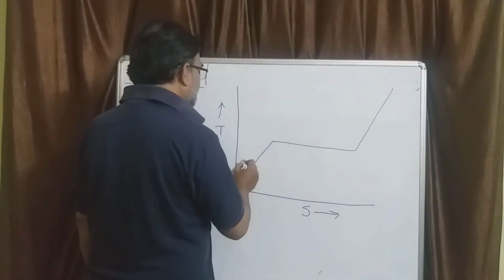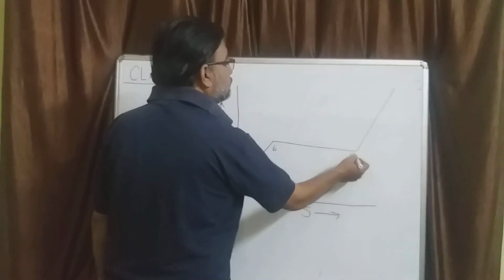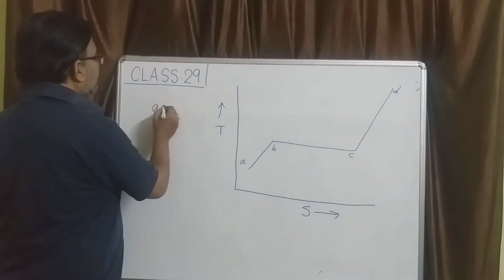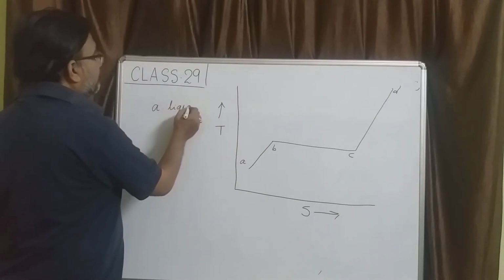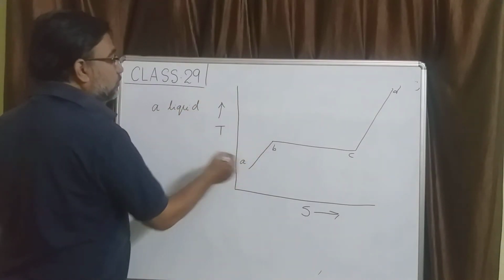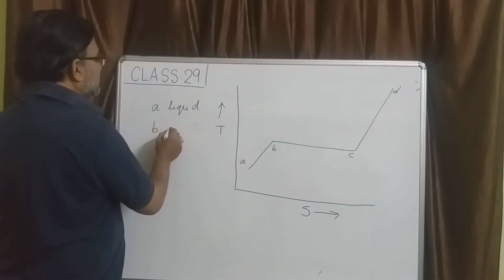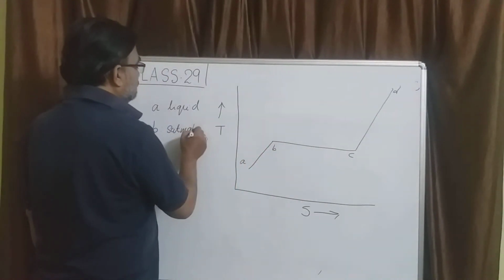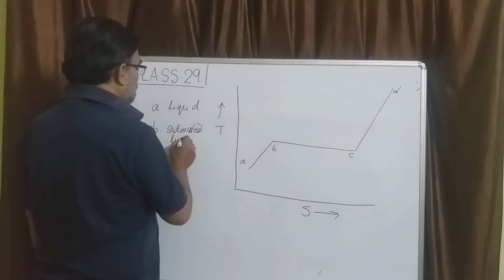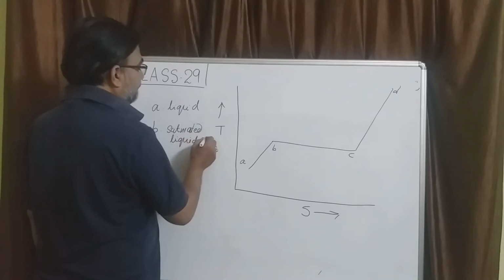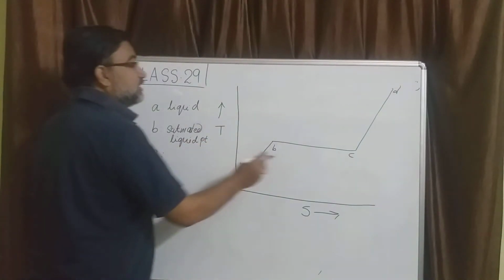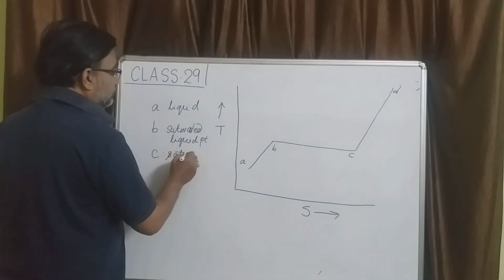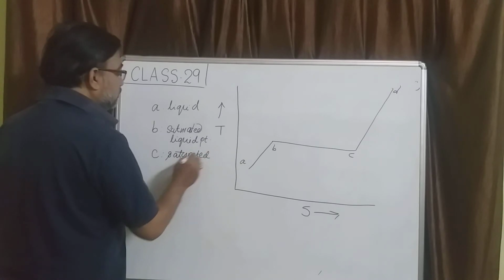So this is point A, point B, point C, point D. Now what is A? A is pure liquid, because it is in the liquid zone. What is B? It is the saturation point for the liquid side, so it is the saturated liquid point. What is C? C is also a saturation point, the saturated vapor point, because that is where the vapor is just formed.